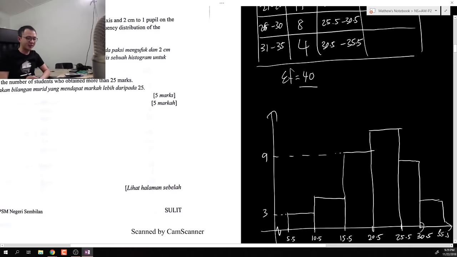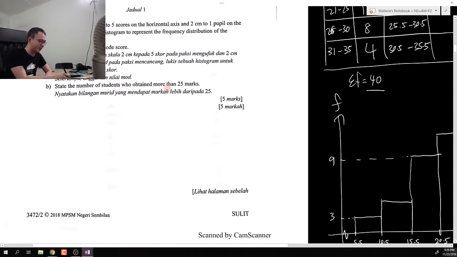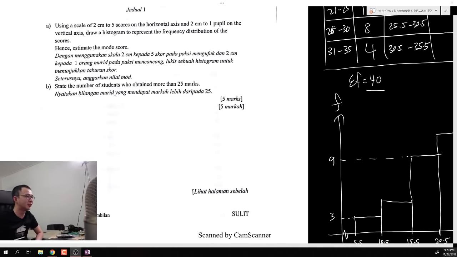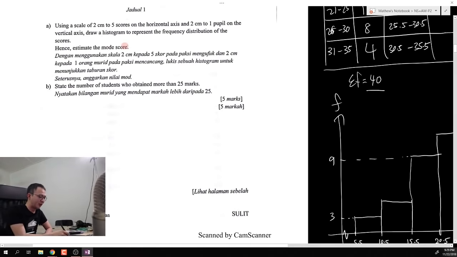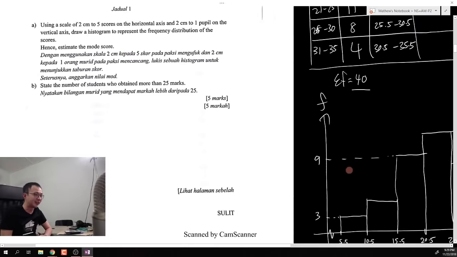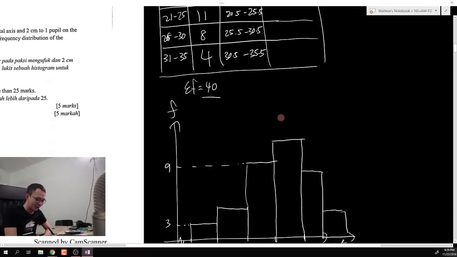Alright. Okay, this is not the point. So after you draw it out, the table will look something like this. And then the next thing I will do is, because the question actually asked me about the mode score. So in order to find the mode score over here, I will need to actually find the mode, which is the highest one. This is the mode, right? Mode we know is the highest frequency.